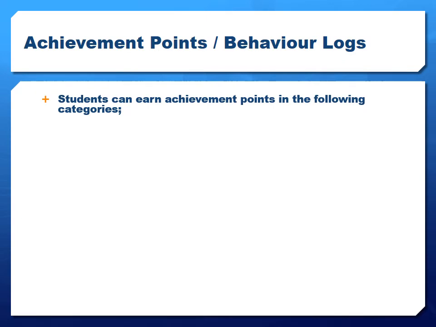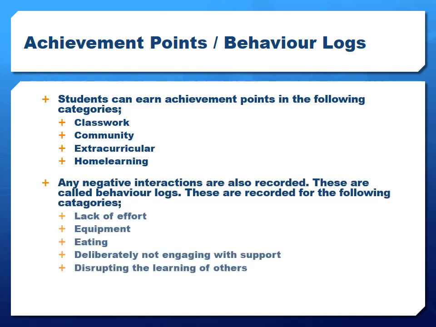We also report on achievement points and what we call behaviour logs. Children can achieve achievement points in the following categories. They can also receive behaviour logs in the following categories. Now, if you're concerned with the number of behaviour logs your child has received, it would be worth having a conversation with your child's pastoral team, going through their head of year, to establish why they've received so many behaviour points, because that could be getting in the way of their progress at school. However, if they've also received a number of achievement points, this is something to be celebrated because they've shown the right attitude and desire towards their learning.